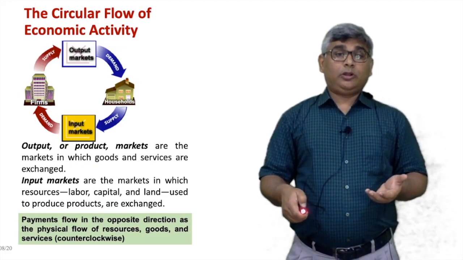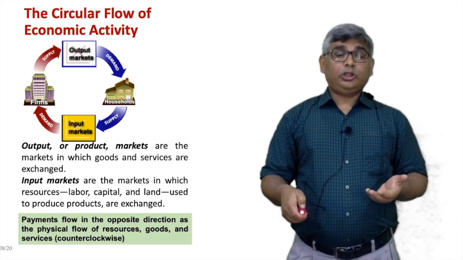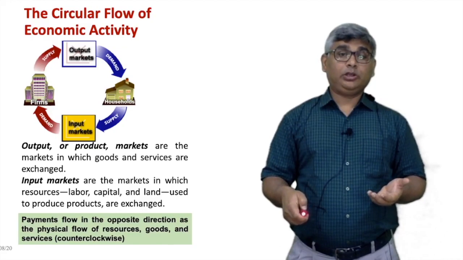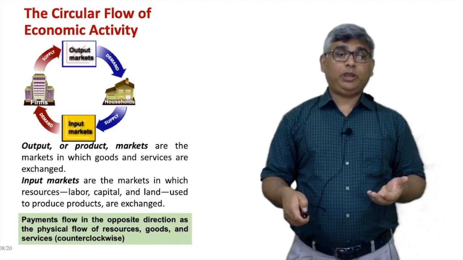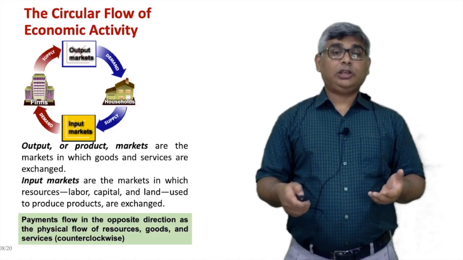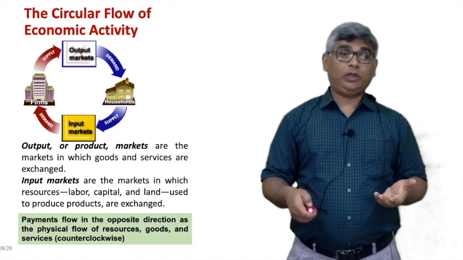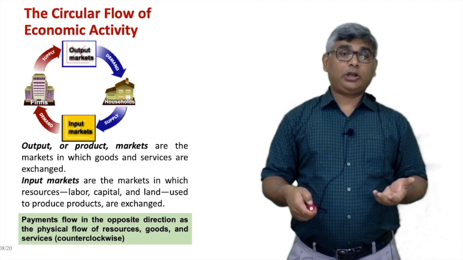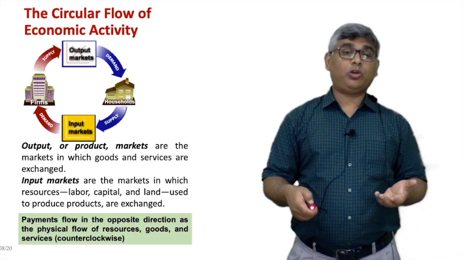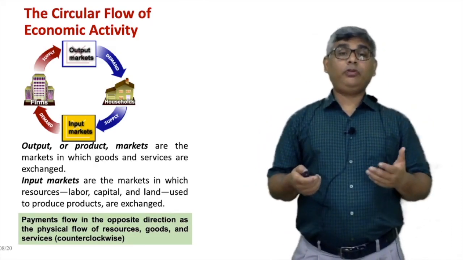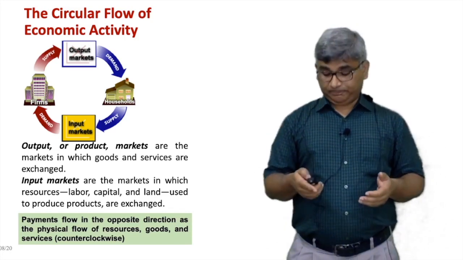However, this is basically the flow of products, but the money flow, the payment flow, is in the opposite direction. So payments flow opposite to the physical flow of resources, goods and services. Payments will be flowing like this: from the output market to the firm, from the firm to the input market, from the input market to the household, and from the household to the output market. So this is known as the circular flow of any economic activity.